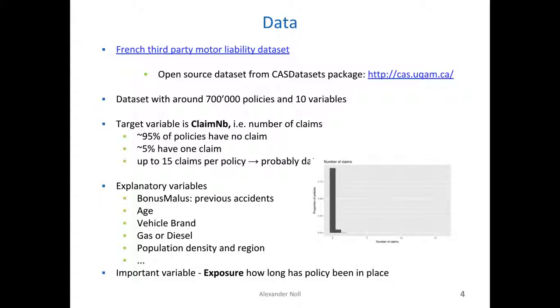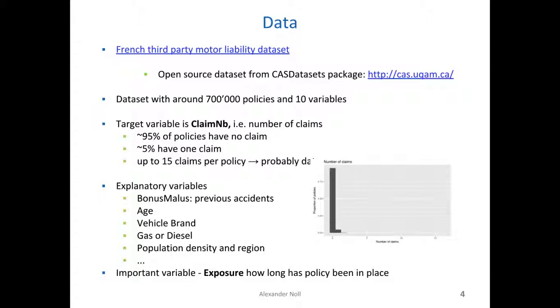So from that point of view, it seems to be a rather big dataset, and it could be beneficial to use machine learning rather than GLM. The target variable in a sense is very skewed, which is normal for Poisson regression, but still 95% of policies have no claim, and 5% have one claim, and more than one claim is very, very rare.